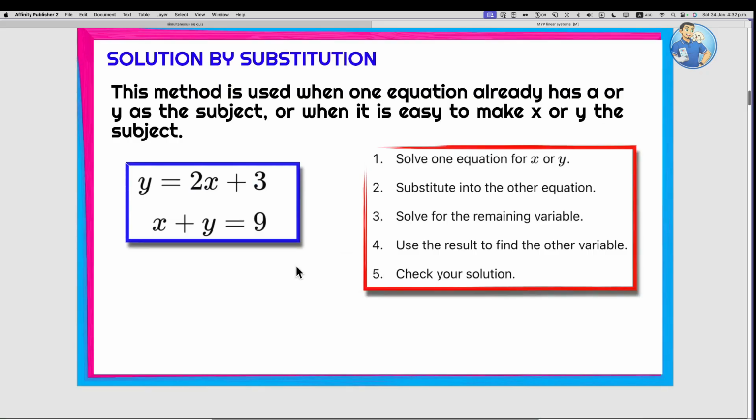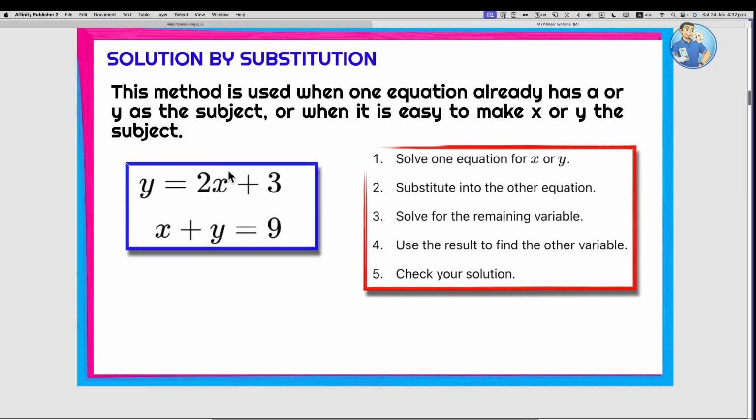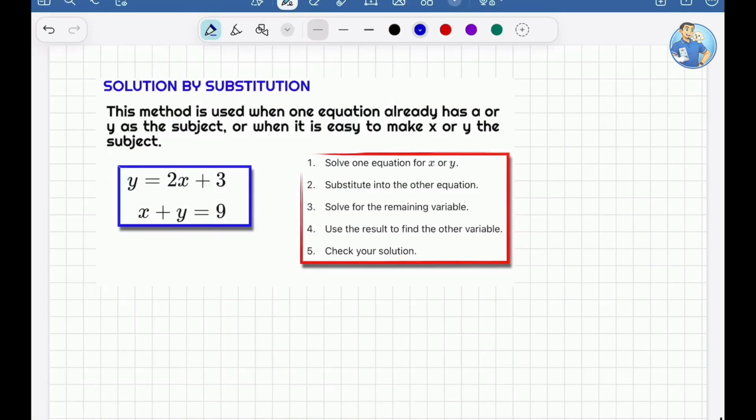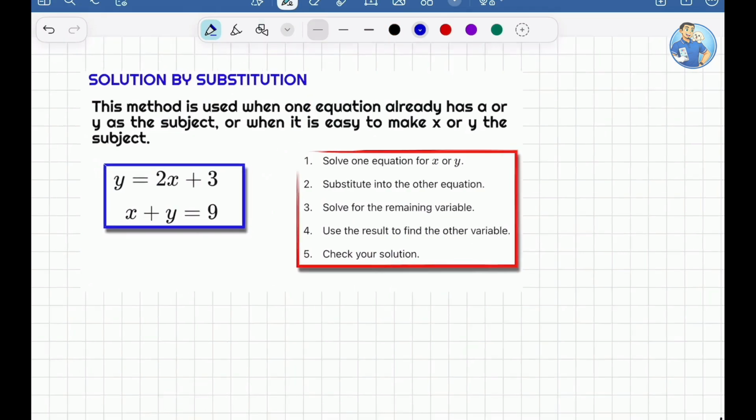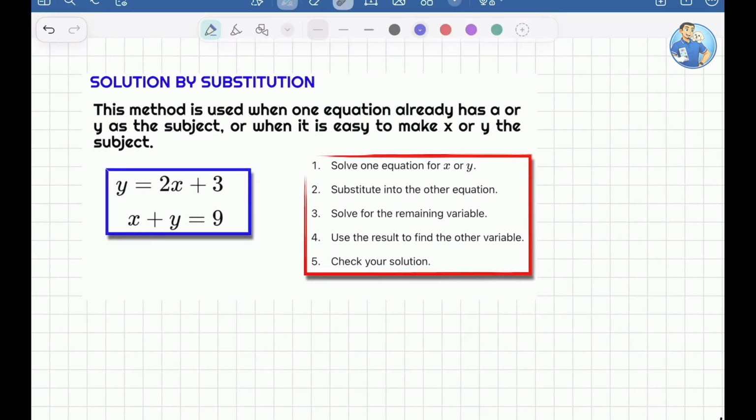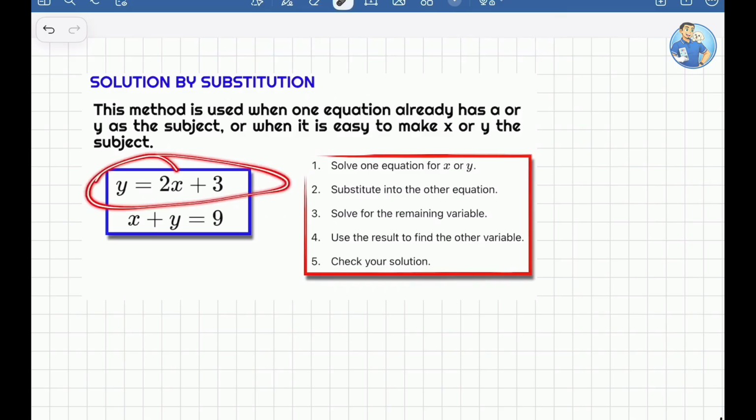First, we need to isolate one variable. It doesn't matter if you want to isolate y or x. Usually, we need to isolate the variable that is easier to isolate. So, pay attention to this. Number one, we need to isolate the variable. This is the easiest situation because we already have isolated the y.